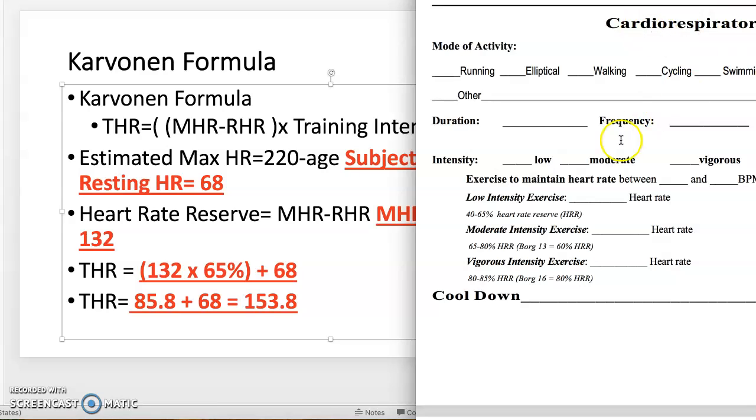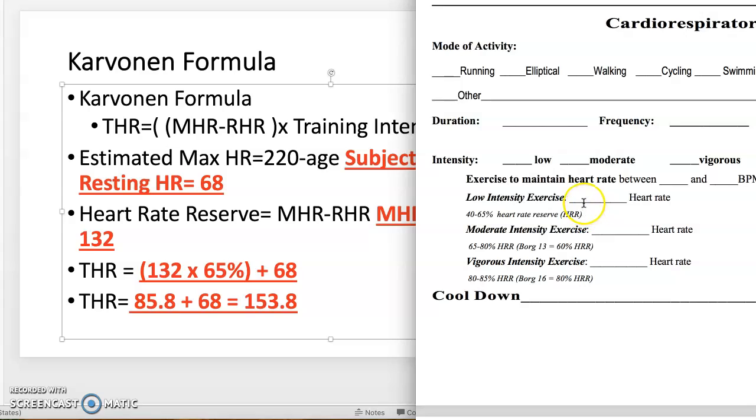So clicking over here, you can see with your exercise maintaining a heart rate, when you are prescribing cardiorespiratory fitness, I want you to make sure you're paying attention to the training intensities, because you will be indicating what your participant's range is in the low intensity, the moderate intensity, as well as vigorous intensity. And you are going to tell me what you want them to maintain their heart rate between.